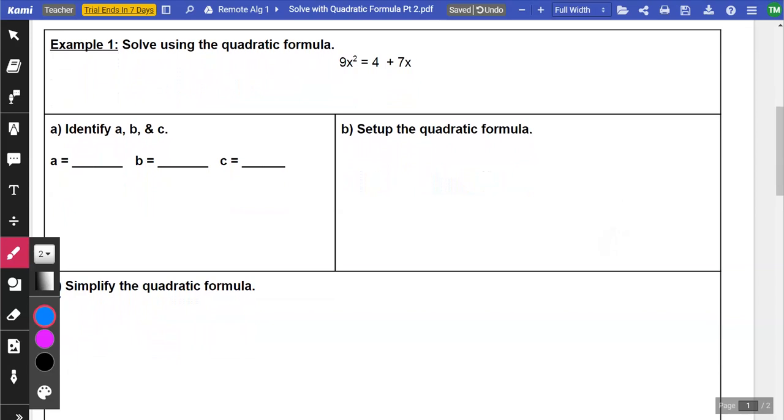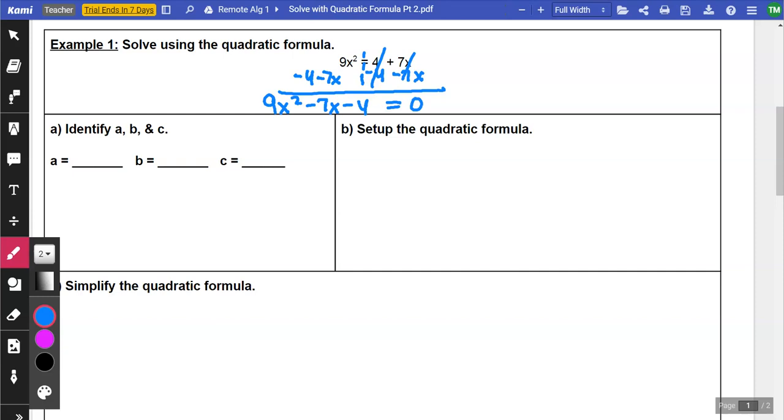Example 1, our equation is 9x squared equals 4 plus 7x. So before we solve these equations, we always want to make sure that they're equal to 0. I prefer to keep my 9x squared term positive if I can. So I'm going to subtract the 4 and the 7x from both sides, just so they'll both be on the left-hand side with that 9x squared. So 9x squared minus 7x minus 4 equals, this side cancels, and we're left with 0.